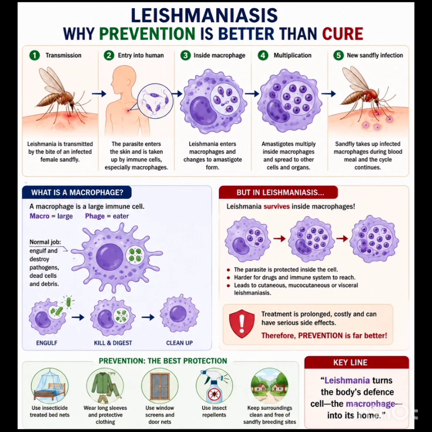Diagnosis may involve microscopy, molecular techniques such as PCR, or appropriate serological tests, particularly in visceral disease. Treatment depends on the species, geographical region, clinical form, and severity. Drugs such as liposomal amphotericin B, miltefosine, pentavalent antimonials, and paromomycin may be used in appropriate situations.